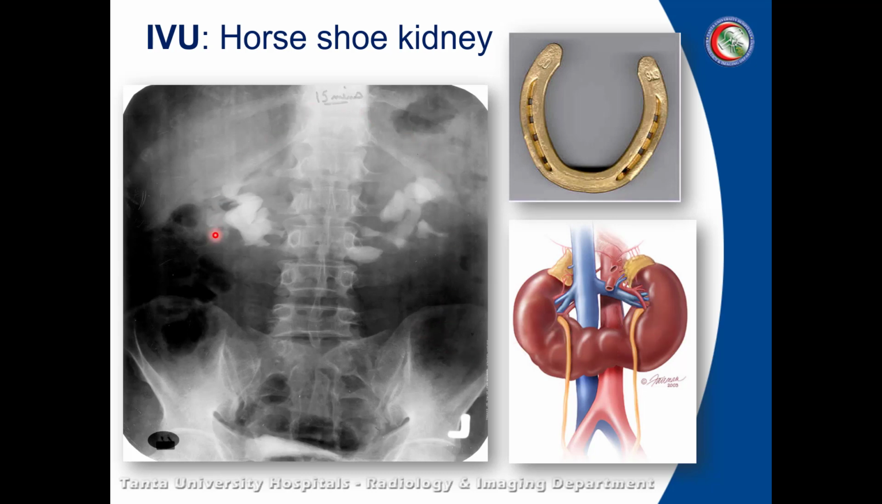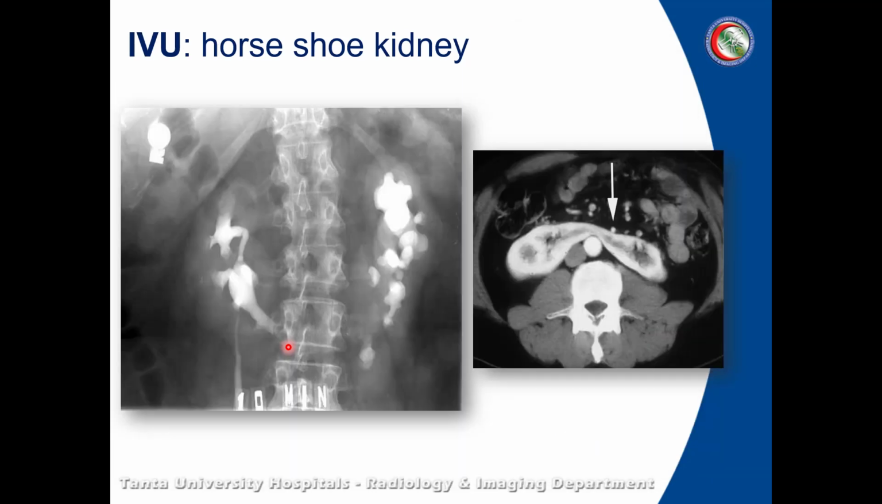This is a picture of contrast study, IVU, showing abnormal rotation of the pelvic-calyceal system on both sides, and this is the renal tissue shadow with abnormal connection of the lower medial aspect of both kidneys in the midline in front of the spine. So it's a case of horseshoe kidney. The full comment is IVU, horseshoe kidney.